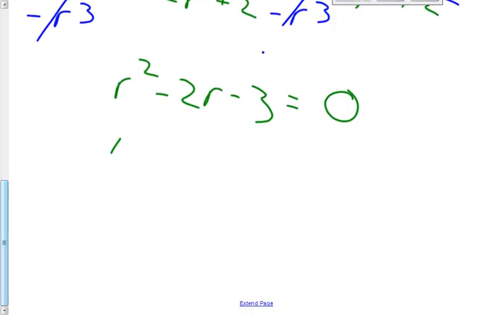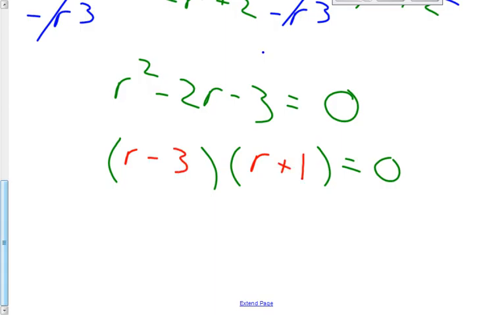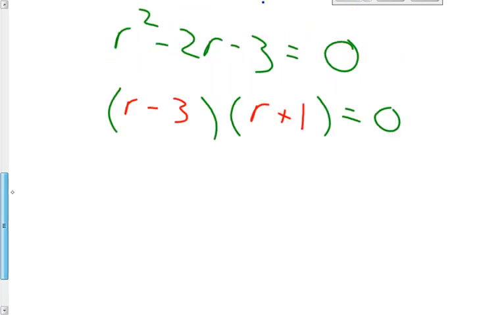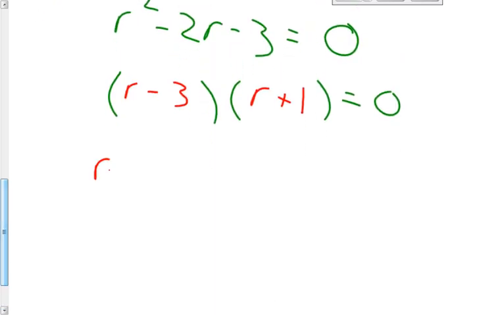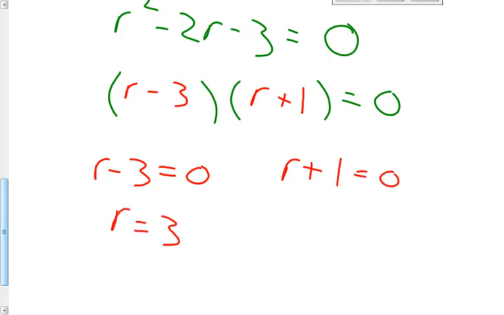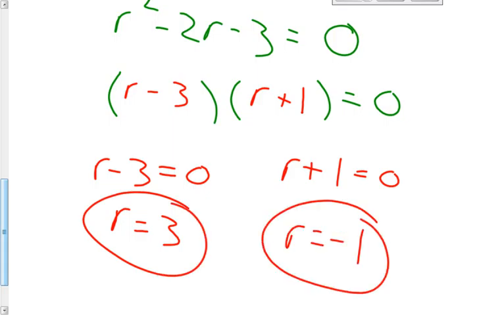So when you have something that looks like this, more often than not, it can be factored. So we're going to make r minus 3 and a positive 1. And then we're going to set both of these factors equal to 0. So r minus 3 equals 0. R plus 1 equals 0. So r equals a positive 3. And r equals a negative 1. Those are your two answers.